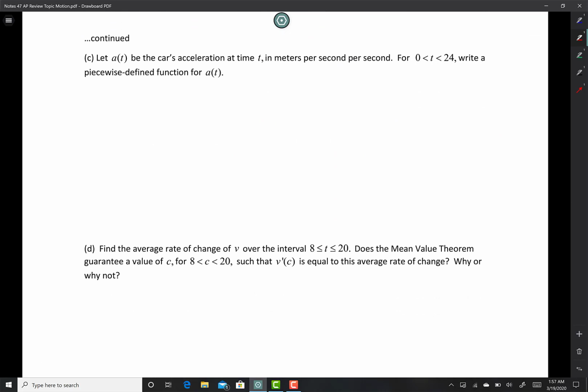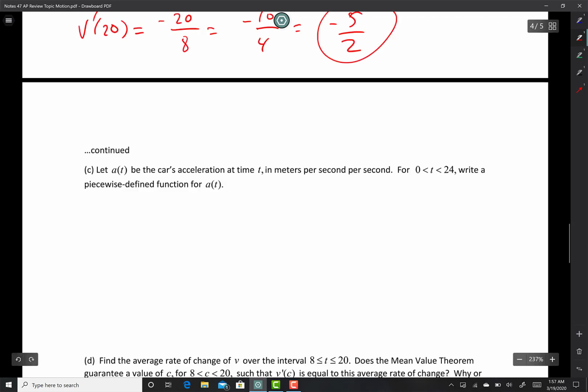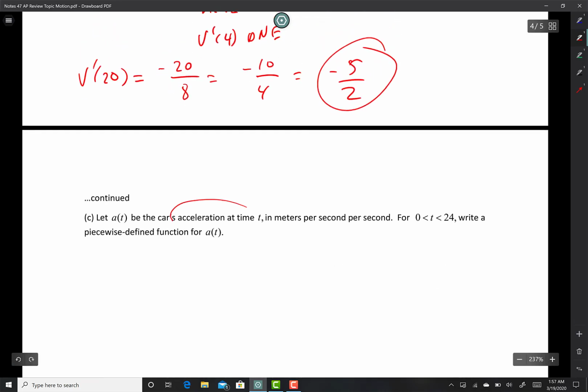All right. Let a of t be the car's acceleration at time t in meters per second per second. For t from 0 to 24, write a piecewise defined function a of t. All right, this is going to be simple to do. Remember that the acceleration is the derivative of velocity. Well, I guess I should write v prime of t equals a of t. That's probably the best thing to do.